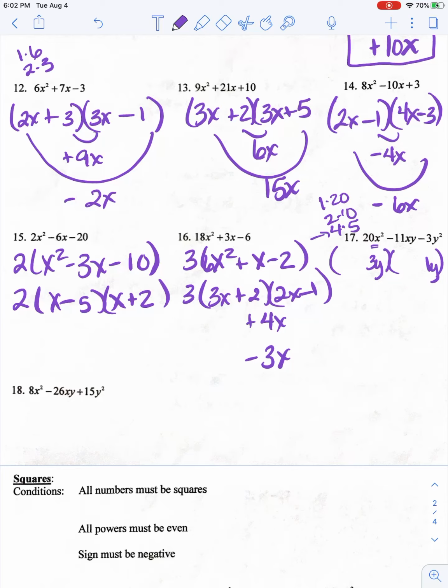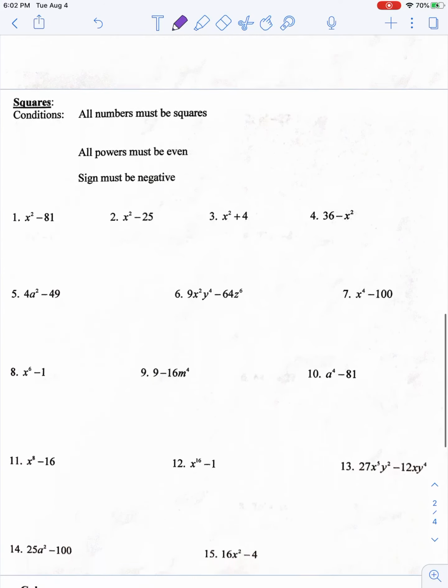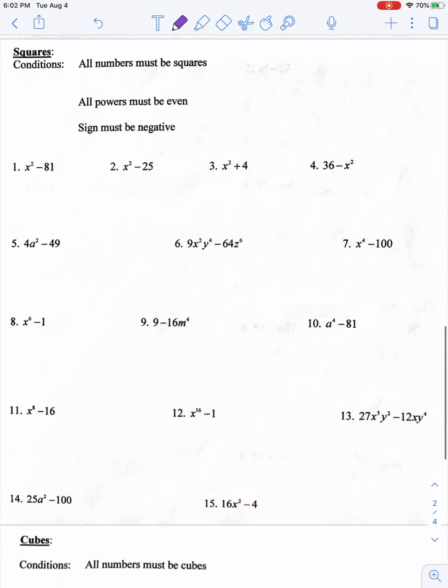I'm trying to subtract to get an 11. 5, there it is, 15. So 5x and 4x, because that gives me 15xy, and that gives me 4xy, and I want a negative 11. So positive there and negative there. 18 is the exact same, so I'm going to skip that.